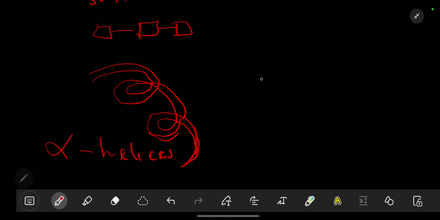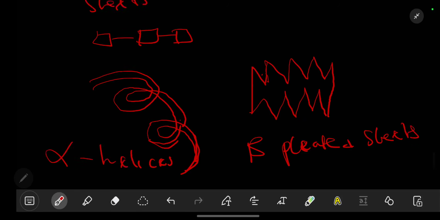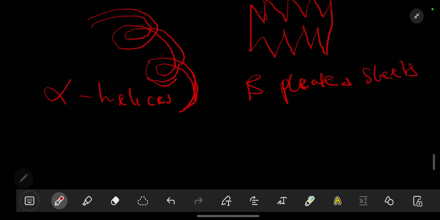Then the other thing that we have mentioned is the beta-pleated sheets. These look something like this. Yeah, like that. So these are beta-pleated sheets. One thing that you must know is that the secondary structure is made up of these, and these are separate.